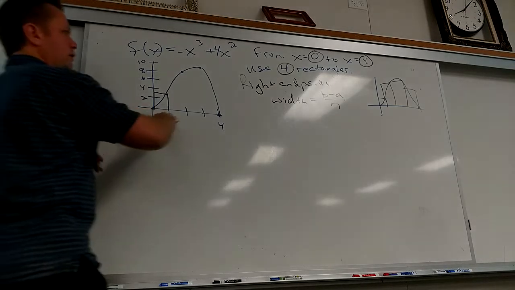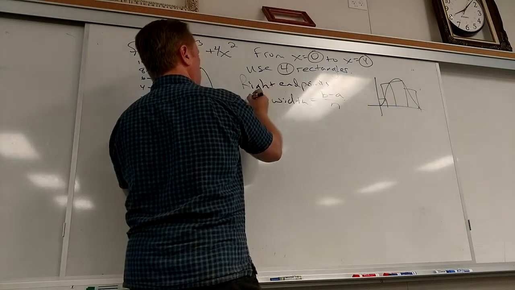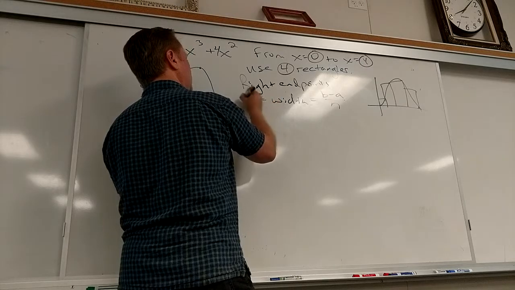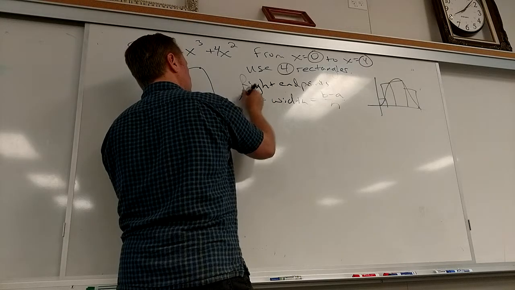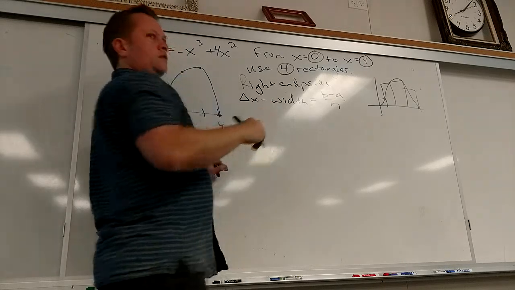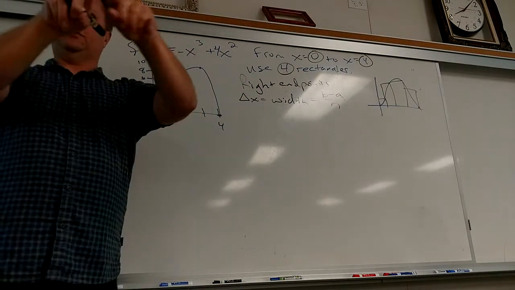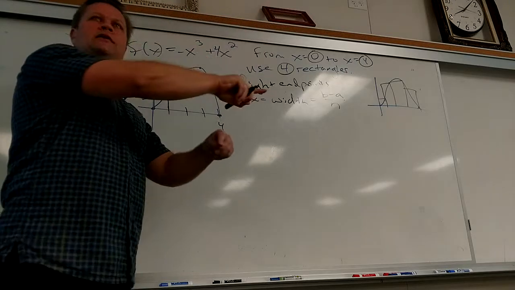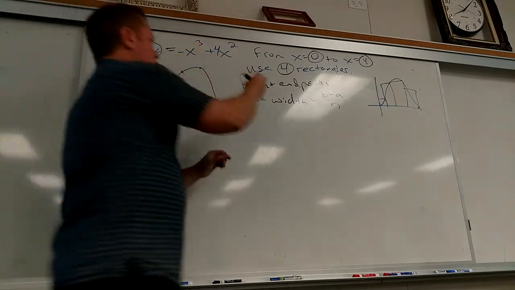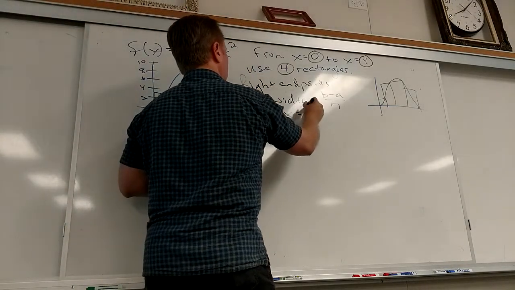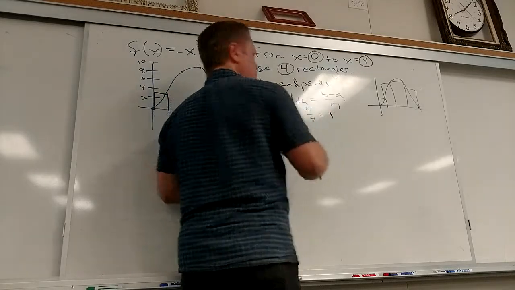The width is always going to be, and the width has a symbol like this. Why does this symbol make sense? What does that symbol mean? Change in x, and that's what the width is. It's how much I'm stepping along the x-axis. So for us, the width was 1.